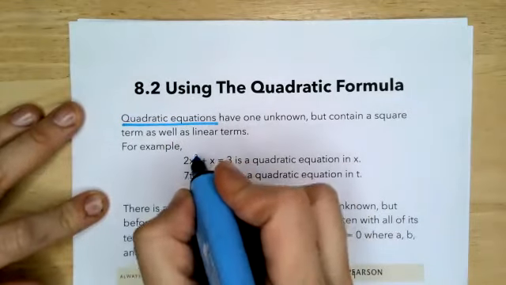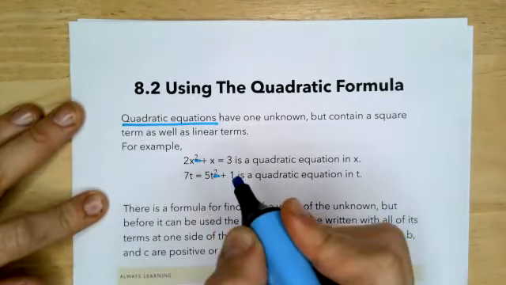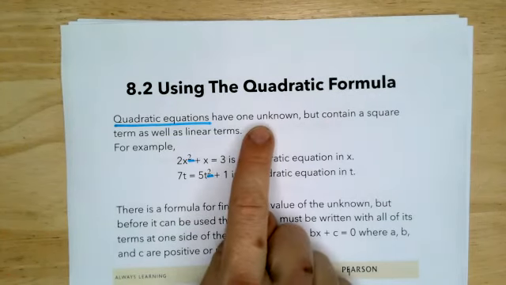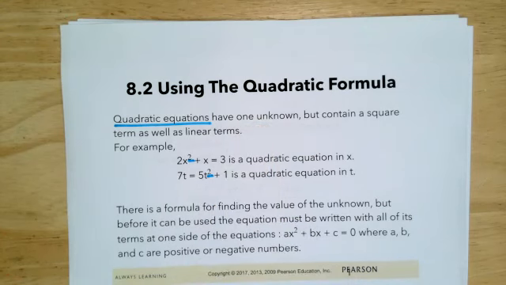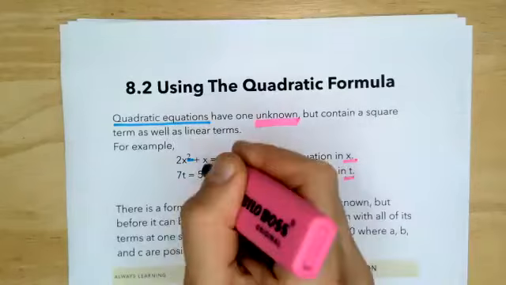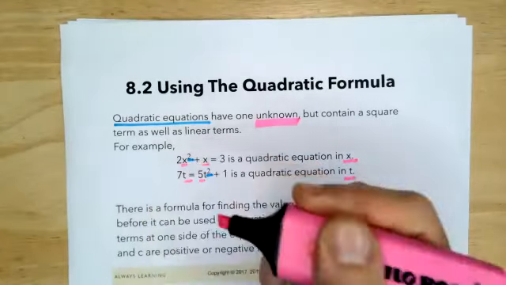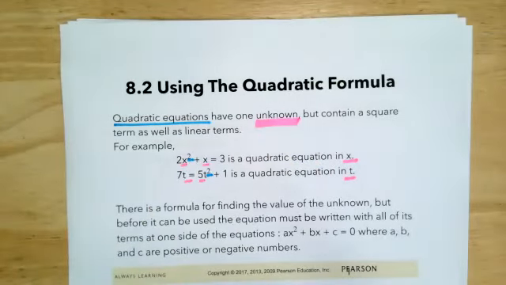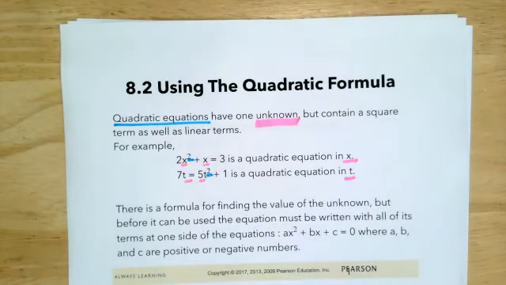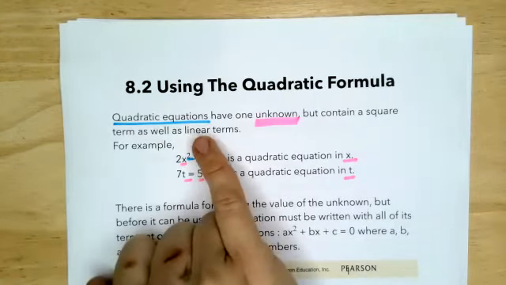an equation or a function that has a variable raised to the power of 2. Okay, there's only one unknown. The unknown is usually called x, but it could be t. So there's one unknown, but one of the unknowns is squared. So x is squared, t is squared. Good. So it contains a square term as well as linear terms.